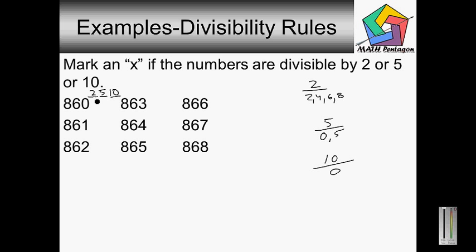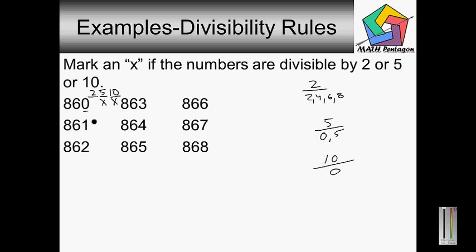Is 860 divisible by 2? No, it's not. Is it divisible by 5? Yes, because it ends with a 0. So we put an X. Is 860 divisible by 10? Yes, because it ends with a 0. So it's X here underneath the 10. Okay, let's go to the next one.